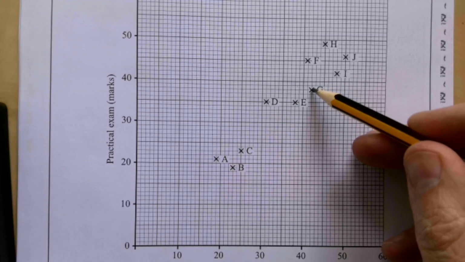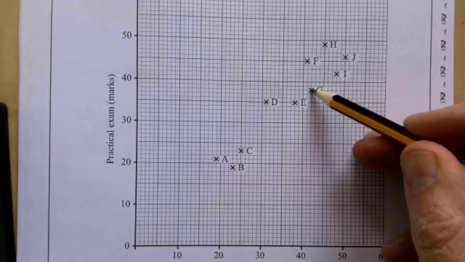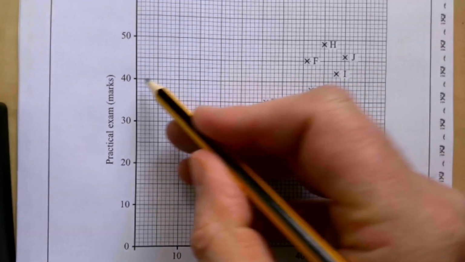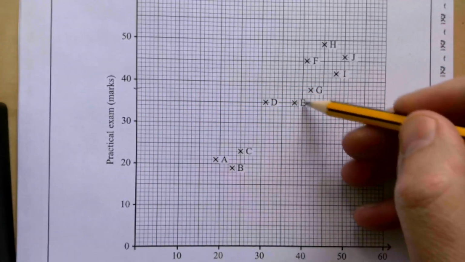So there's G. What's that one? That one's 38 and 42, so that one's going to work. Can you see that? So they get 38 in this one here, and then they get 42 in this one, so it's applicant G.